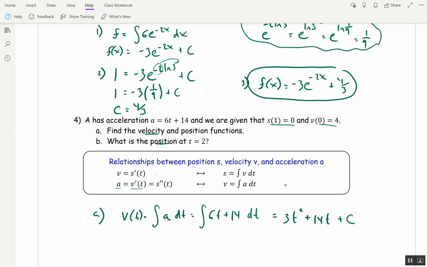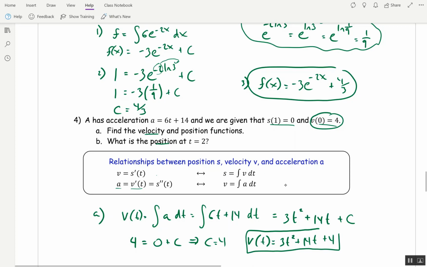Now, I want to find c. So I'm going to use this initial condition, the one that involves velocity. So put 4 in for v and 0 in for t. So I get 0 plus c. So c is 4. So now I know my velocity is 3t squared plus 14t plus 4. So circle that. It's part of our answer.